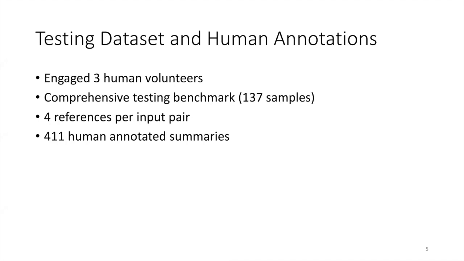We further engaged human volunteers to thoroughly annotate our testing samples. The idea was to create a comprehensive testing benchmark for rigorous evaluation. This process helped us create multiple reference overlap summaries for each input pair. In total, each narrative pair had 4 reference summaries, 3 human written and 1 from Allsides. In total, we created 411 human annotated overlap summaries.